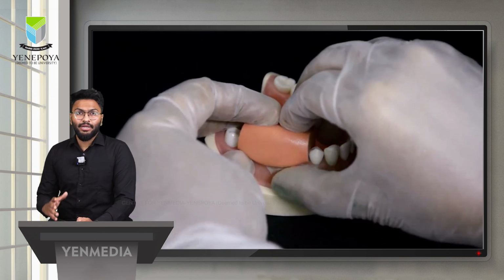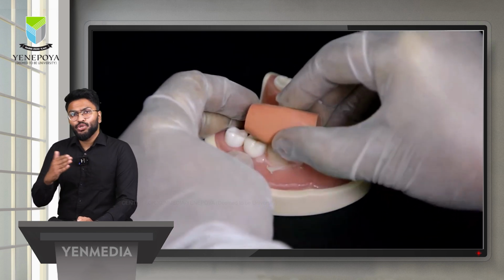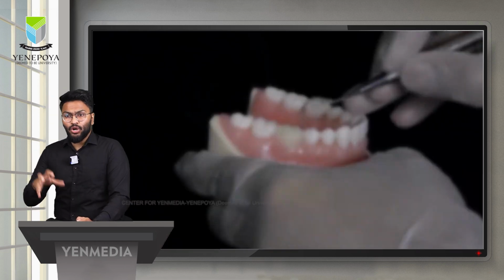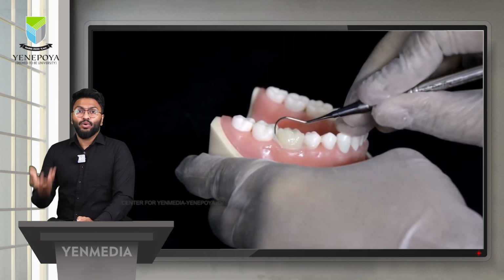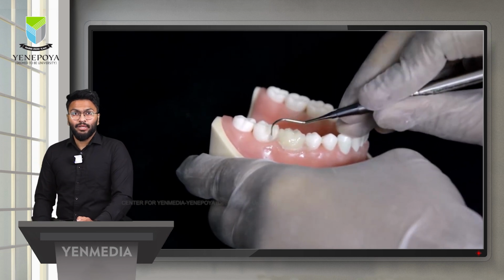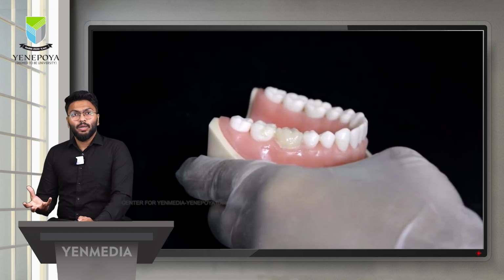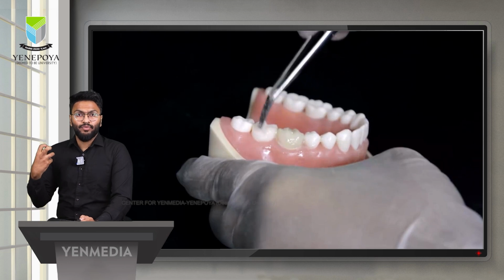When you're removing the putty index, make sure that you remove it from the buccal to the lingual. From the buccal direction to the lingual direction. Why not straight occlusally? Because this can lead to dislodgement of the crown from the prepared tooth. We don't want that. We don't want the temporary restoration to come out.